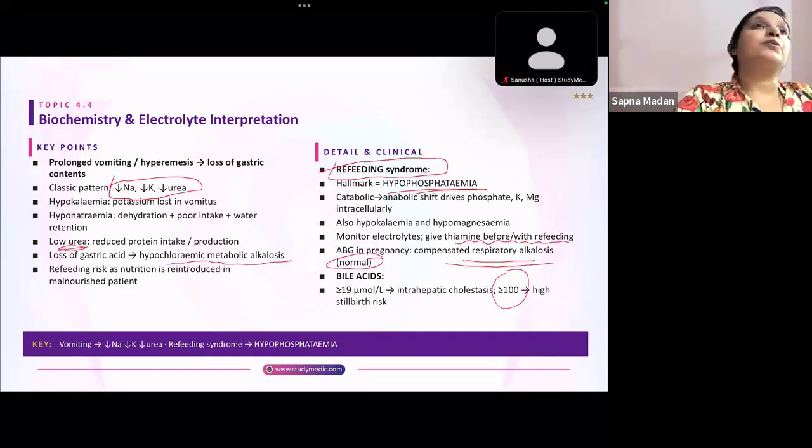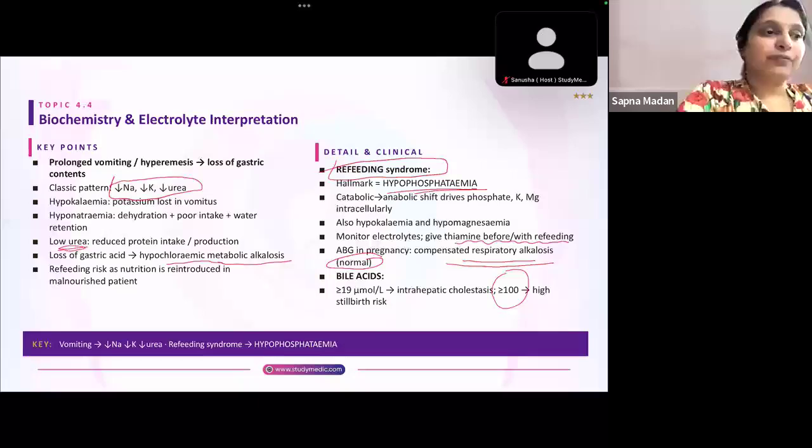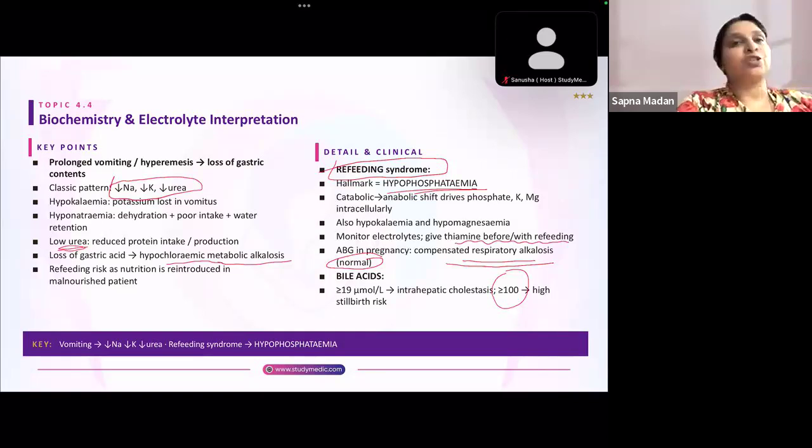Okay, if it is between 40 to 99, then the stillbirth risk is as much as the background population, but it increases after 38 to 39 weeks. So if the levels are more than 40 and up to 99, you will plan their delivery between 38 to 39 weeks. But less than 40 and more than 19, they are taken to term. So that is considered a normal thing. Okay, the risk of stillbirth is as much as the background population, so you do not have to plan an early delivery. So vomiting in pregnancy causes low sodium, low potassium, and low urea.